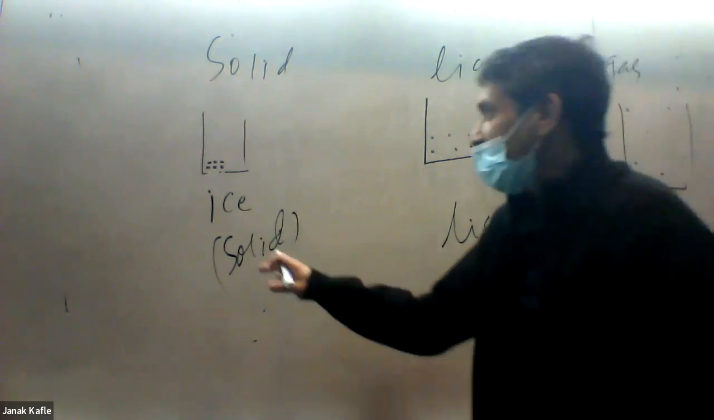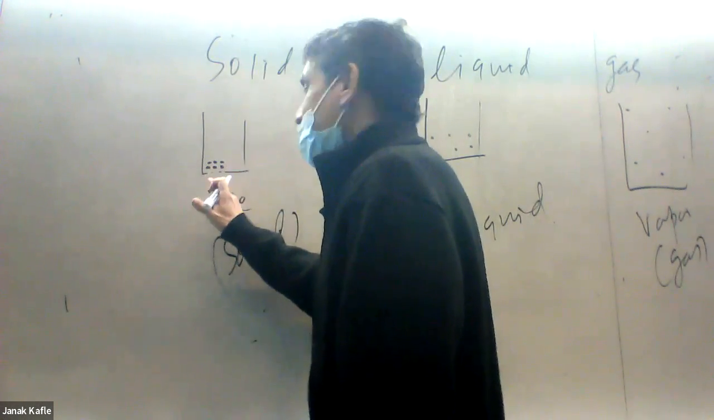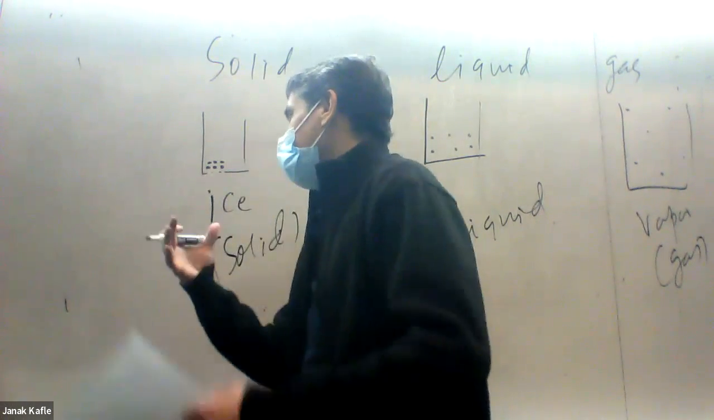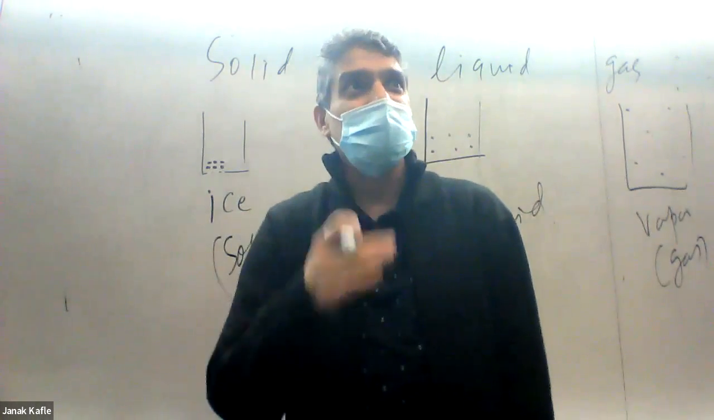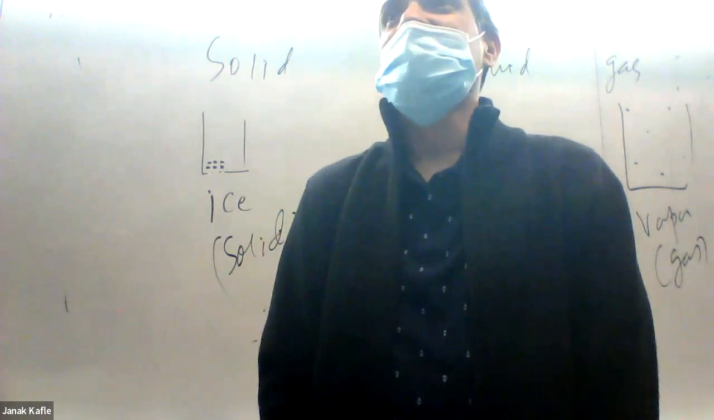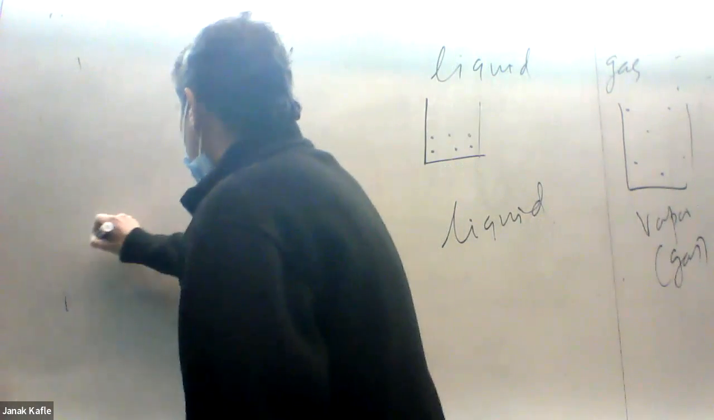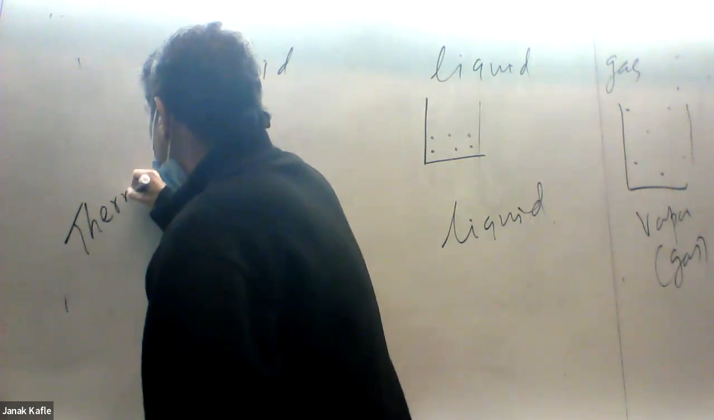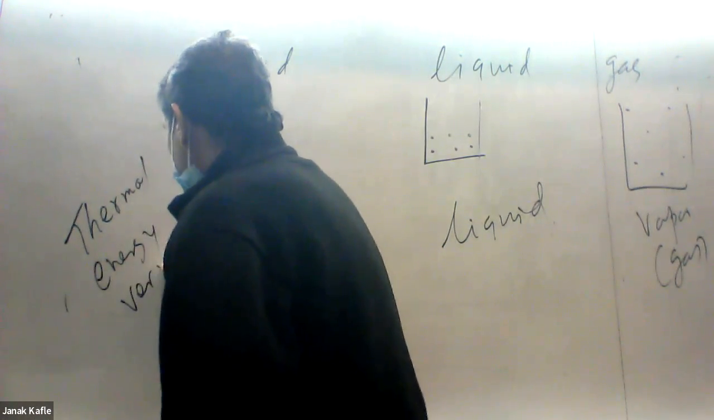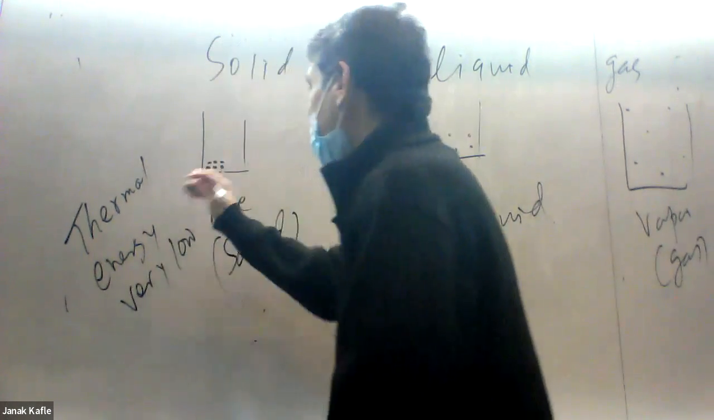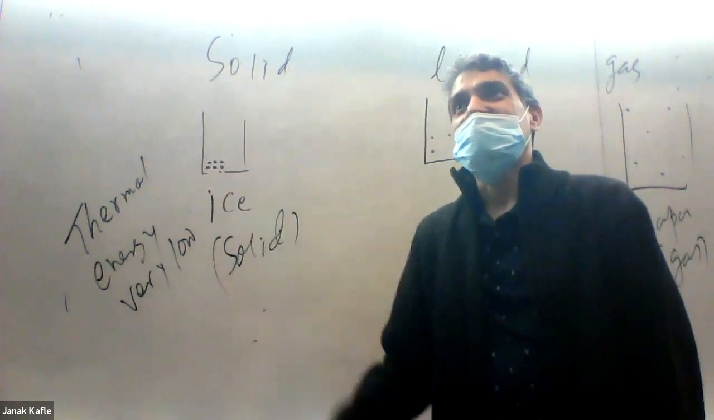So if you look here, they call it thermal motion. These particles are vibrating. They are not just sitting there and doing nothing. They are also moving, and that movement we call thermal motion, the thermal vibration. So here the thermal energy is very low. These particles are moving, but not moving that fast. So thermal energy is low.